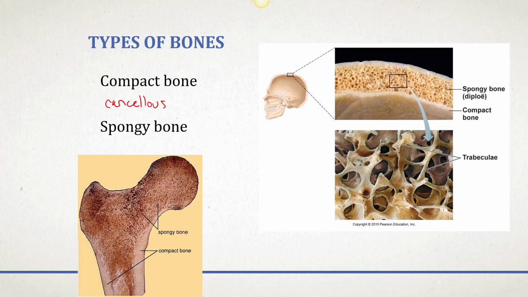Spongy bone, also known as trabecular bone, is located at the ends of long bones and then in the centers of many other bones. The reason why we call this trabecular bone is because all of these ridges that make up the solid portion of the bone in here is called trabeculae.